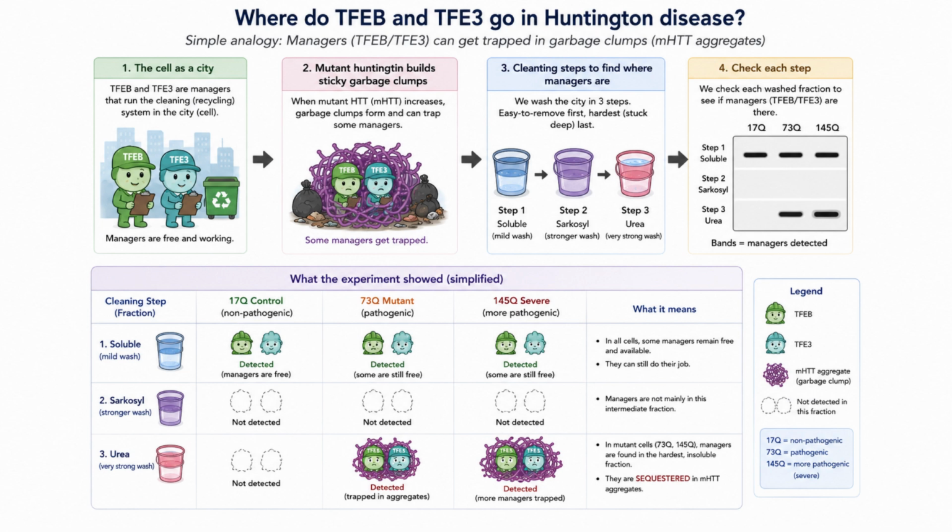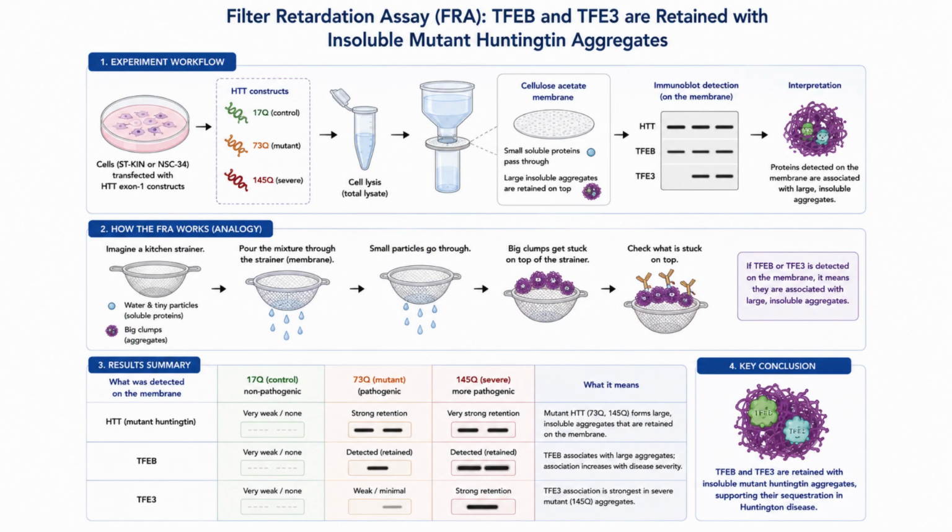And this next experiment brilliantly illustrates the point further. They used a filter retardation assay, or FRA. Imagine pouring a chunky smoothie through a coffee filter. The liquid passes right through, but the big chunks get stuck. That's exactly what this assay does. They poured the cell contents through a cellulose acetate membrane with tiny pores. Normal proteins slipped right through, but the massive mutant Huntingtin aggregates, they got trapped right on the surface. And when they checked that trapped material, they found TFEB stuck in both the 73q and 145q conditions. TFE3 was also trapped, particularly in the severe 145q condition. This is hard, physical evidence that our factory managers are getting locked inside the cellular garbage.